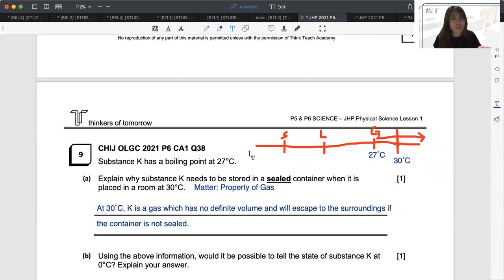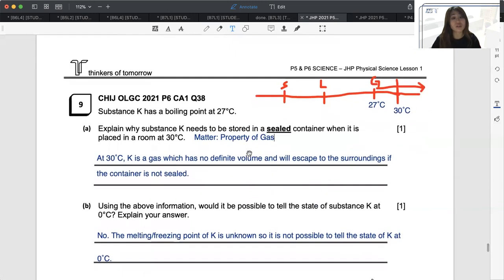Do I know the melting point? Do I know the freezing point? No. Do I know exactly which temperature it will start to melt or freeze? Again, no. So it is not possible to tell in this case, right? Because the melting or freezing point of K is unknown. I do not know what the melting or freezing point is.